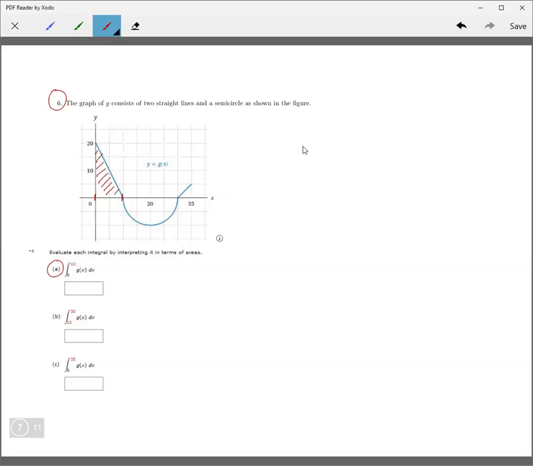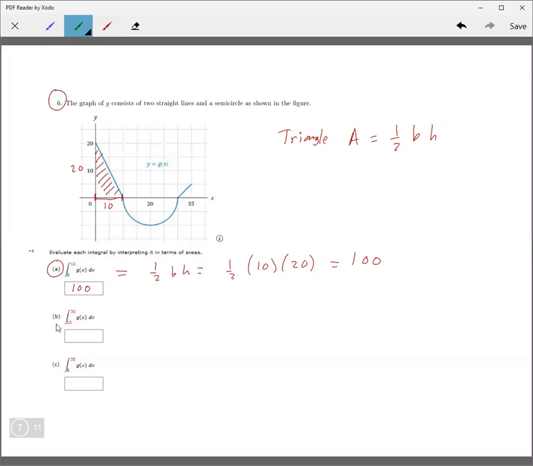And we know for a triangle, the area is 1/2 the base times the height. And we know that the base is 10 and the height is 20. So that's going to be 1/2 times 10 times 20, which is going to work out to 100. Okay, so that would be the answer to the first part.